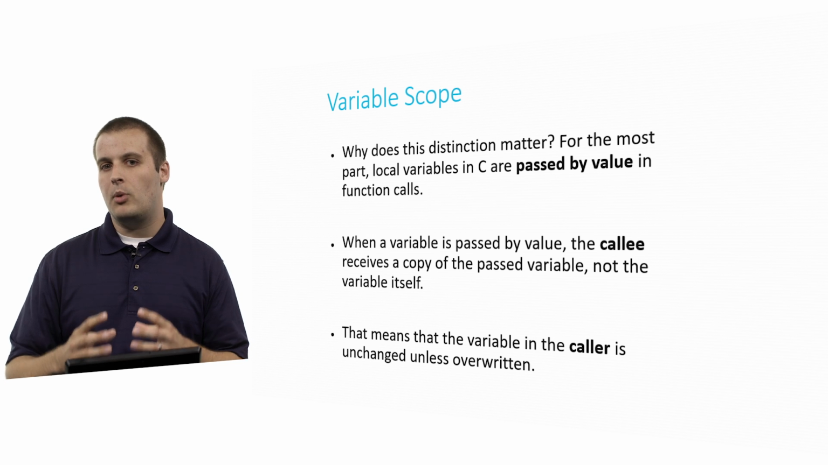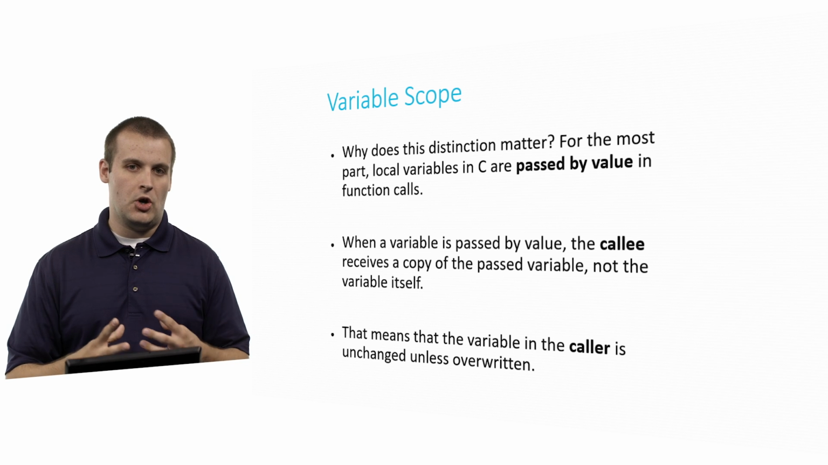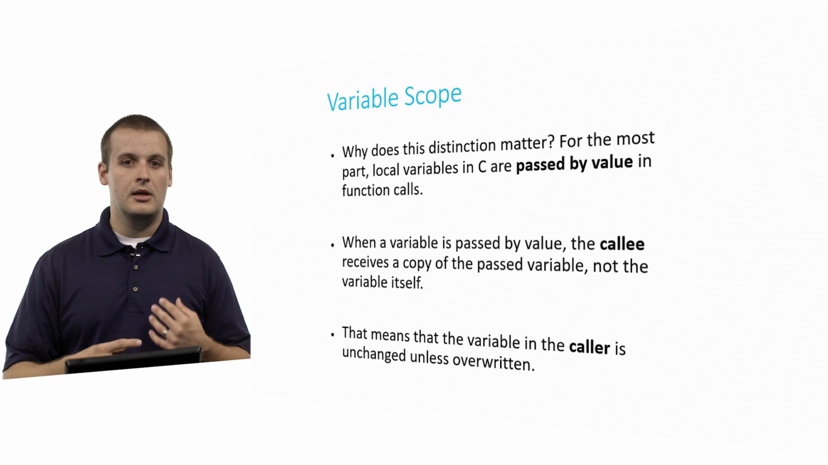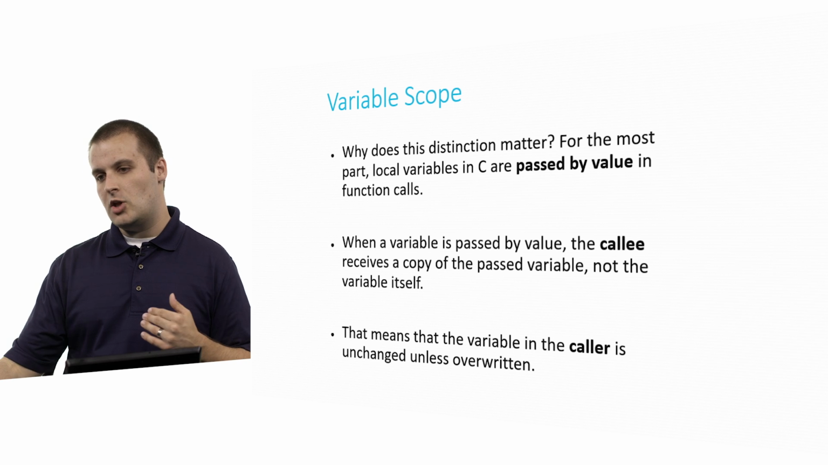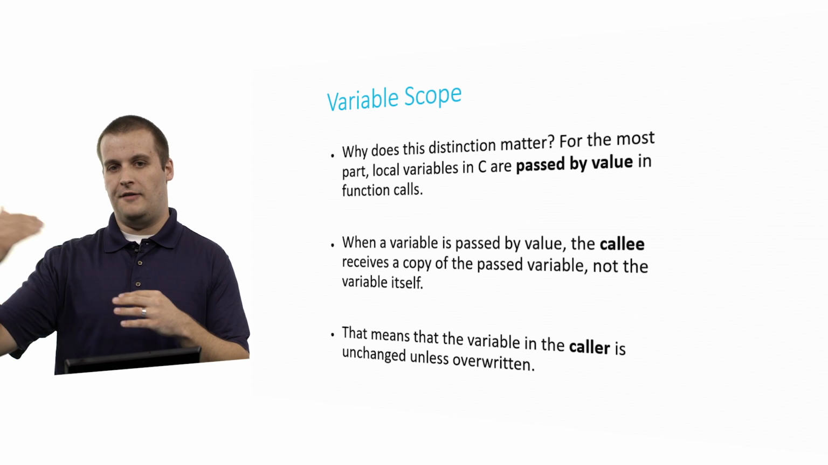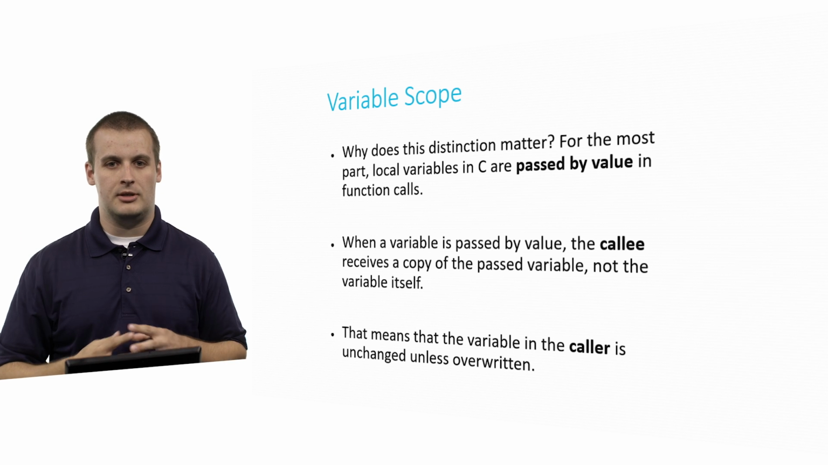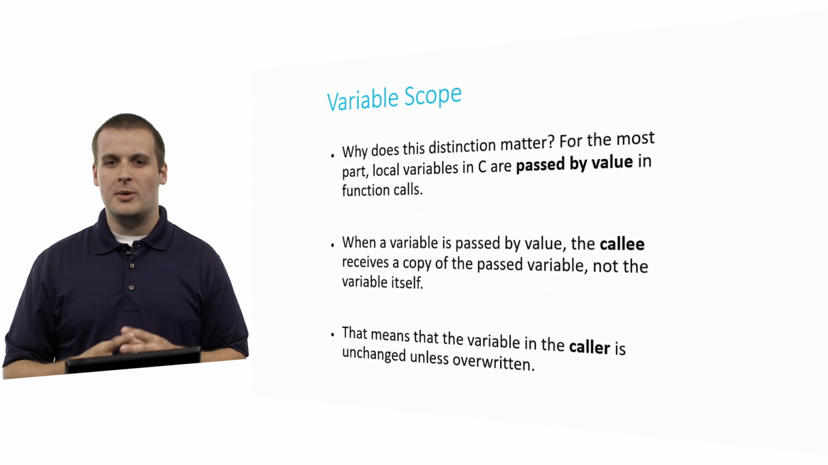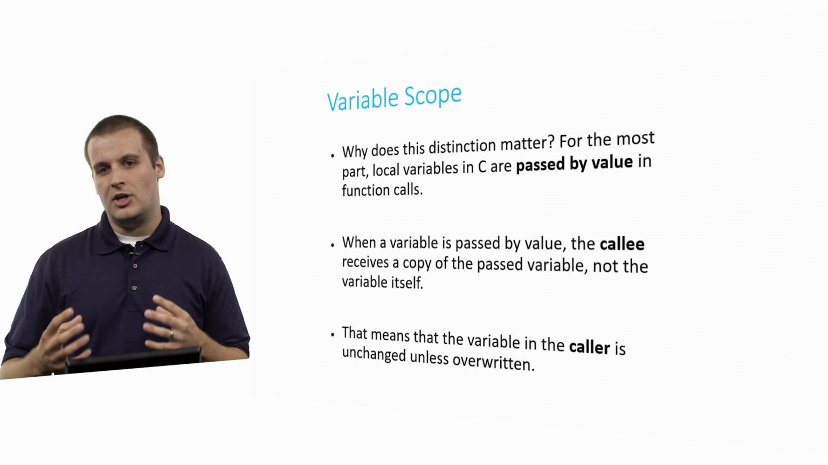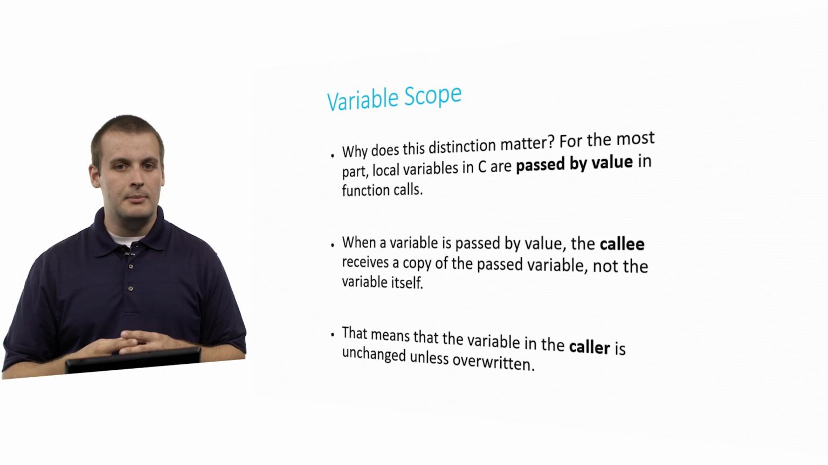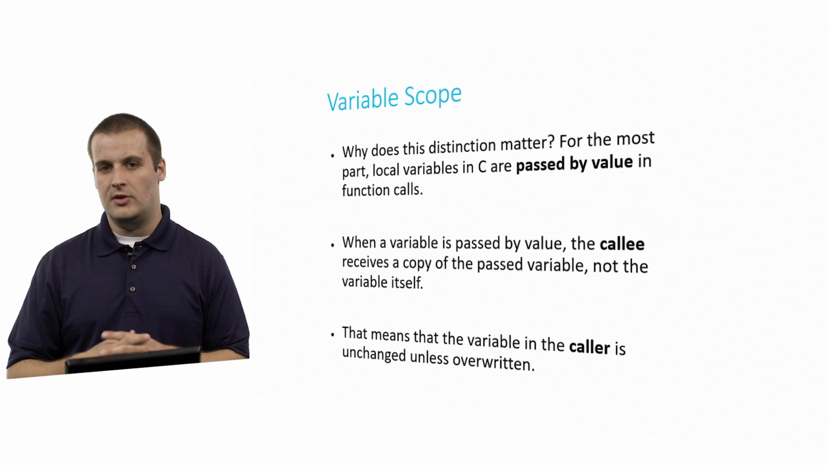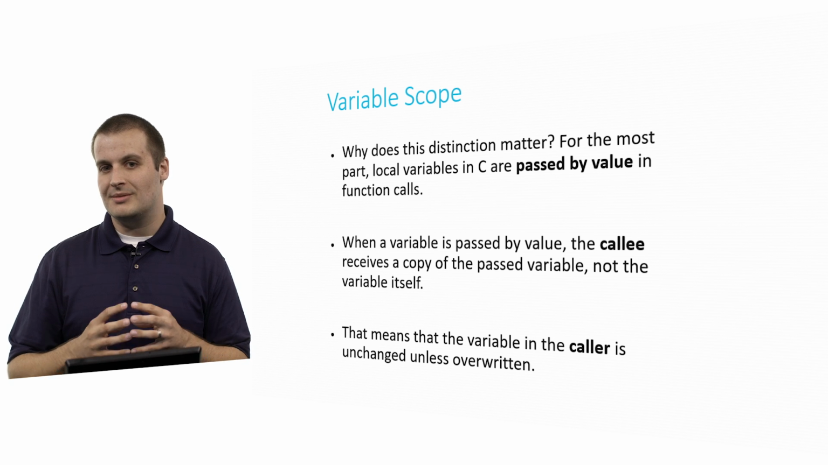This is a really important distinction. We just saw a second ago that with global variables, if we manipulate the global variable in one function, the effect in that one function carries through to every other function. But with local variables, that's not true. Each function, when it receives variables as input, receives copies of those variables, not the variables themselves.